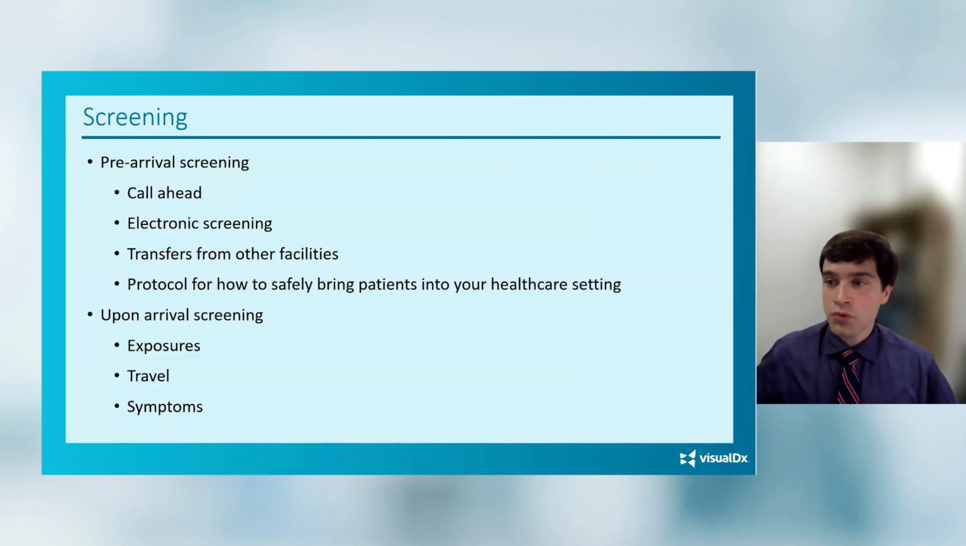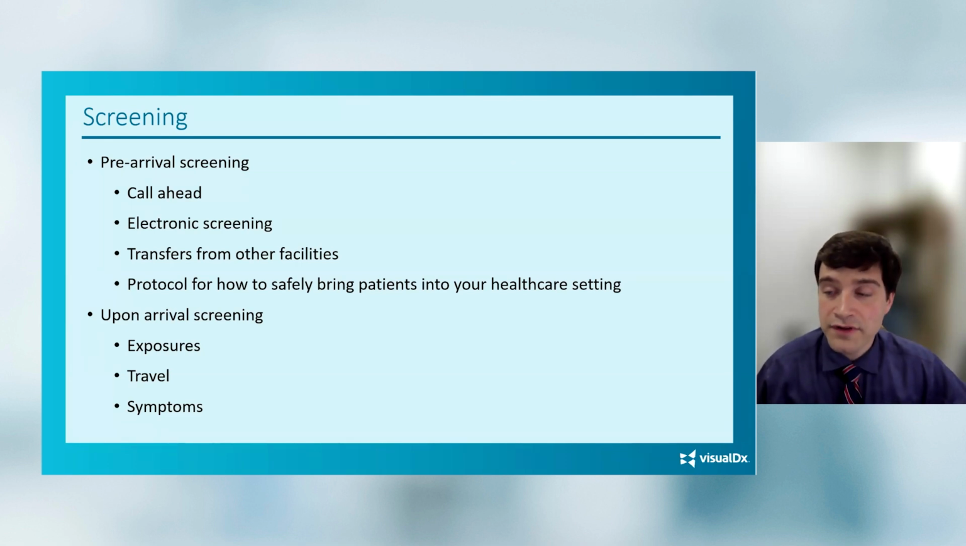Being able to identify measles quickly to get patients out of waiting rooms or other areas where they could spread the virus is very important. And so you need to think about how you're going to screen patients for measles. Ideally, this can be done in the pre-arrival setting where you can have patients call ahead, or the clinics can call ahead to identify who may have measles. You can try to use electronic screening like what may be available in the electronic health record.